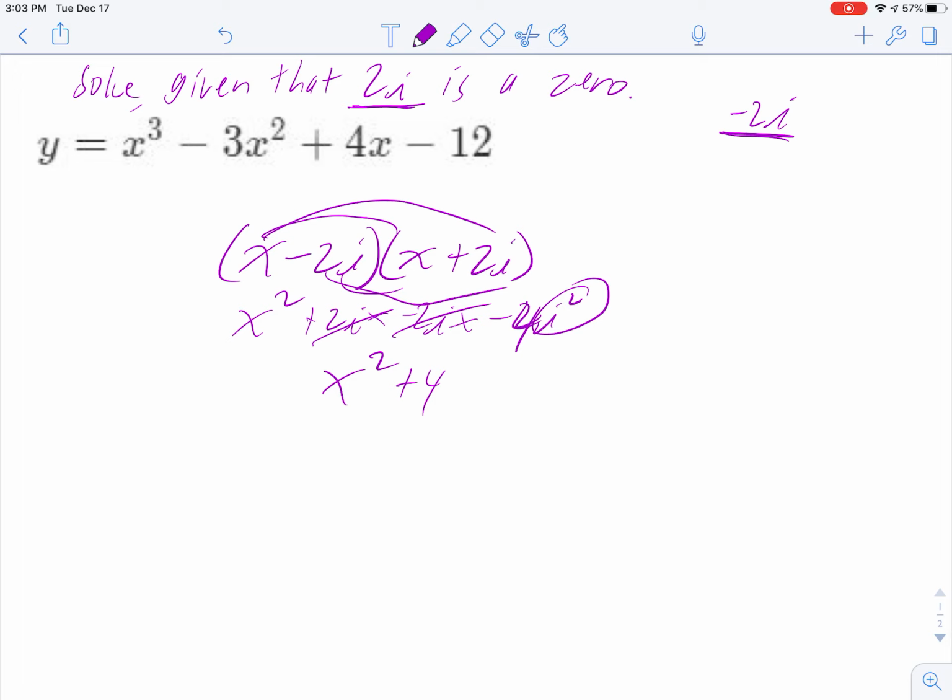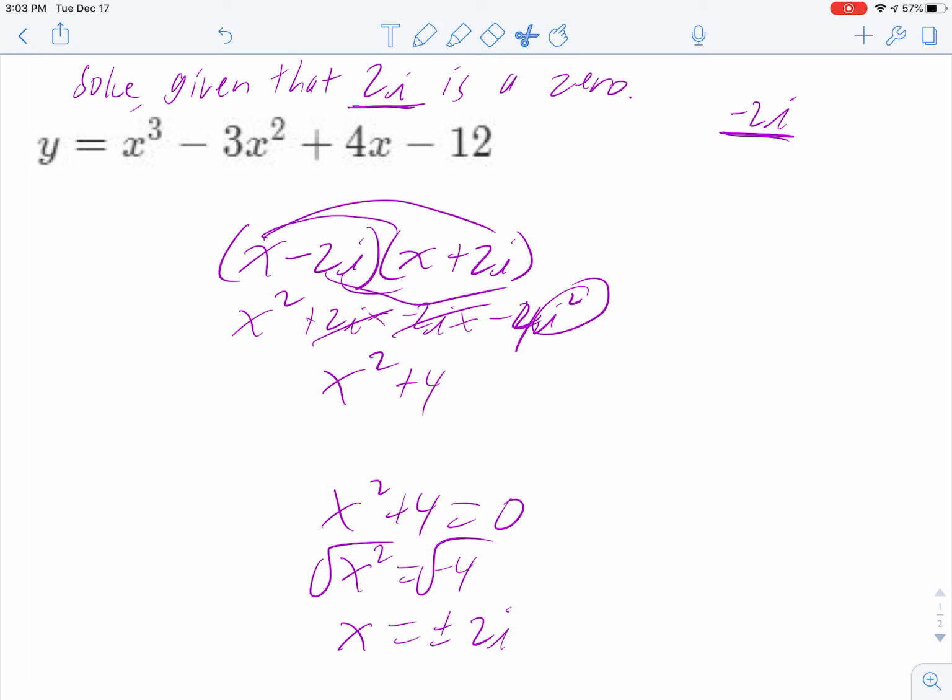Just a little side note, just to confirm that this makes sense. If you were given that x squared plus 4 was a 0, or was a factor, sorry, and you were solving that, you would subtract the 4, square root both sides, and you would get plus or minus 2i, and those are the two zeros. So that result does in fact make sense.